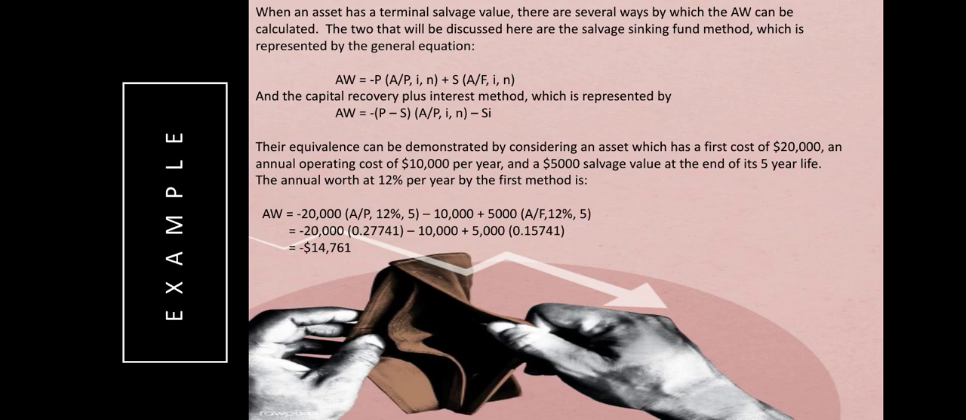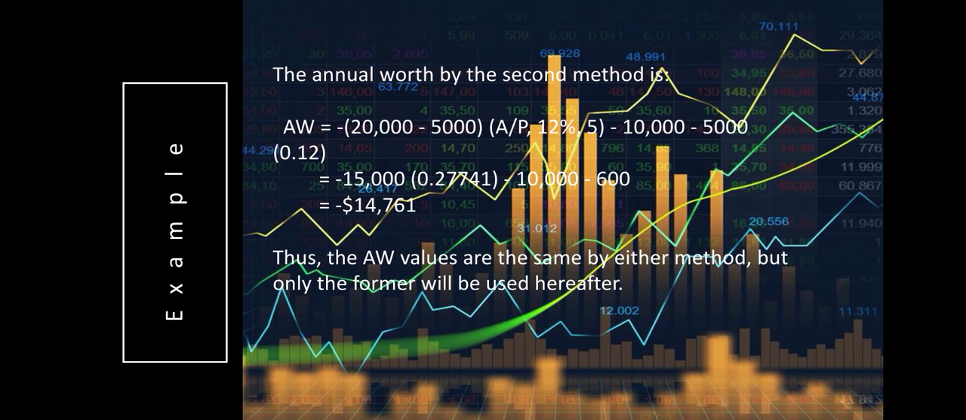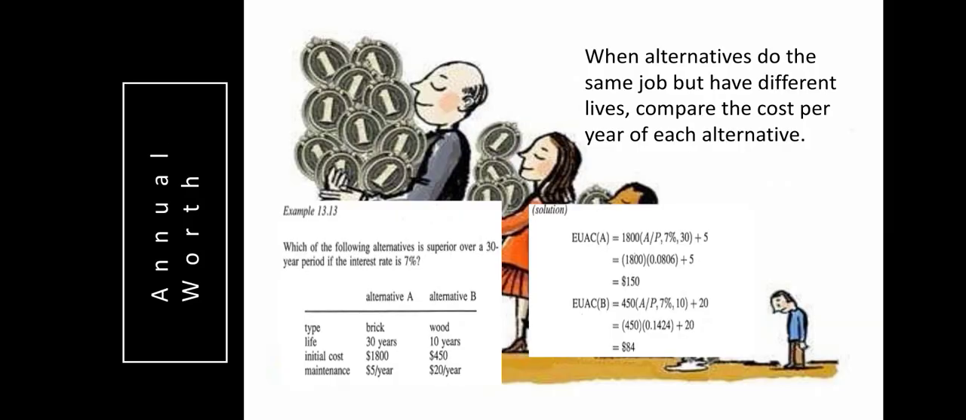The annual worth at 12% per year by the first method is, and we came up with a minus $14,761. For the other method, as you can see, another minus $14,761. It has the same outcome. But it says here that this former method is the one to be used when alternatives do the same job but have different lifespans, we are going to compare the cost per year of each alternative.